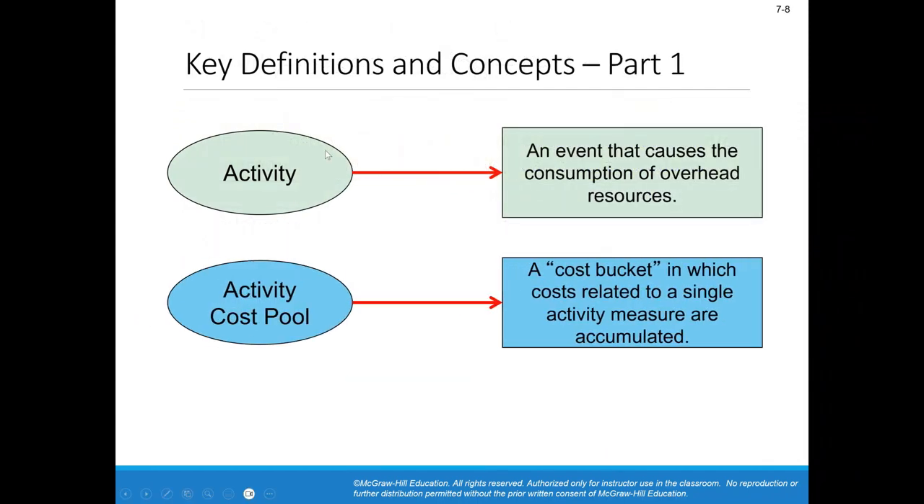So, key definition: activity, an event that causes the consumption of overhead resources. Activity cost pool is a cost bucket in which costs related to a single activity measure are accumulated. I mean, in one case, we had different departments, so that would really be an activity cost pool, because if you have the assembly department and you have another department, maybe testing, then those have a cost bucket.